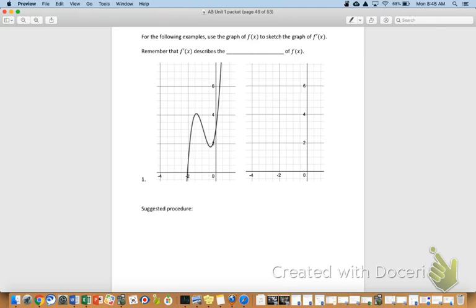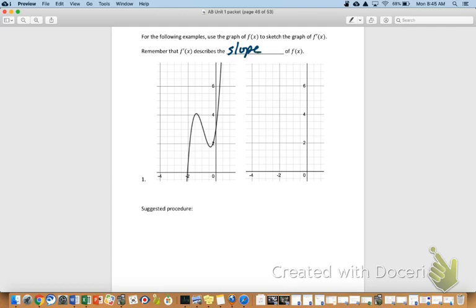So we're going to do just a handful of examples today. It says, remember that f prime describes the blank of f. What do you think goes in the blank? Okay, yes, derivative, but let's think about graphs, graphical features. The slope, right? Yeah, so f prime certainly does mean derivative. f prime describes the slope of f of x.